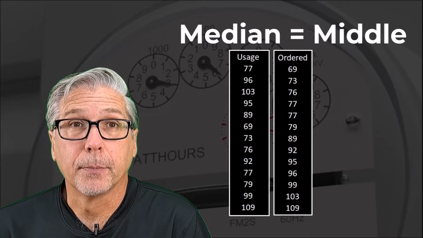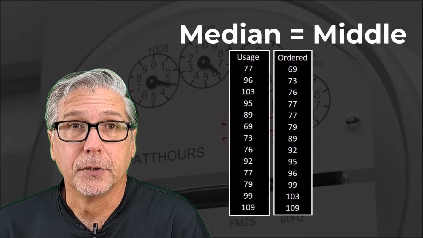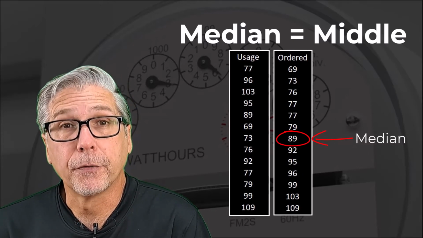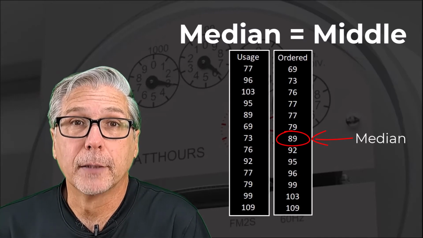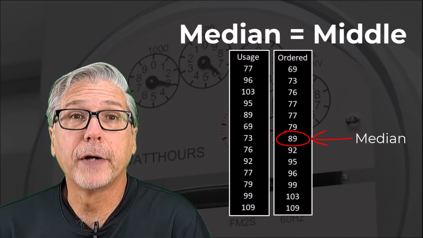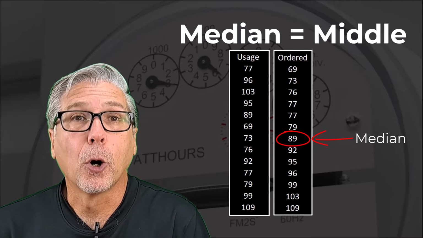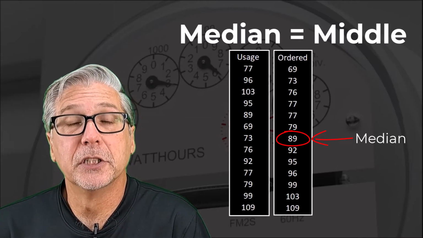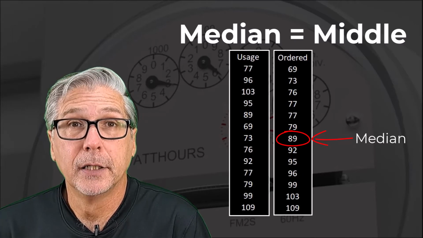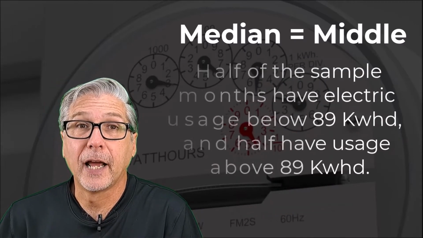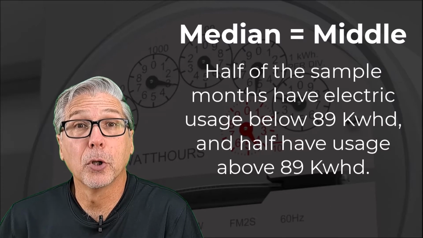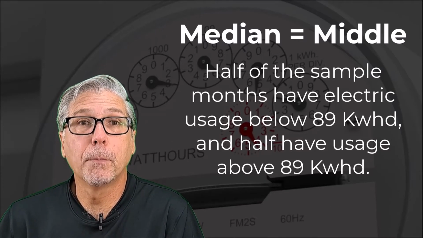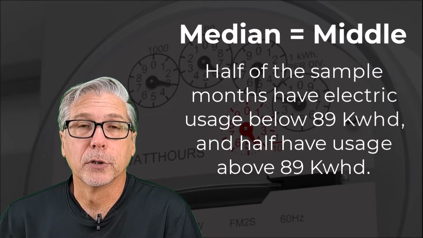If, like in this example, there's an odd number of data values, the middle observation is simply chosen to be the median. If, on the other hand, there were an even number of observations, we would take the middle two values and average them together and call that the median. In this case, the median electric usage is 89 kilowatt hours per day. We interpret this value to indicate that half of the months sampled had an electric usage below 89 kilowatt hours per day, and half of the months had an electric usage above 89 kilowatt hours per day.